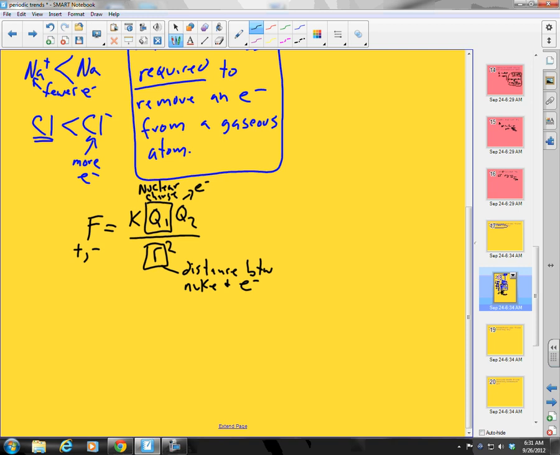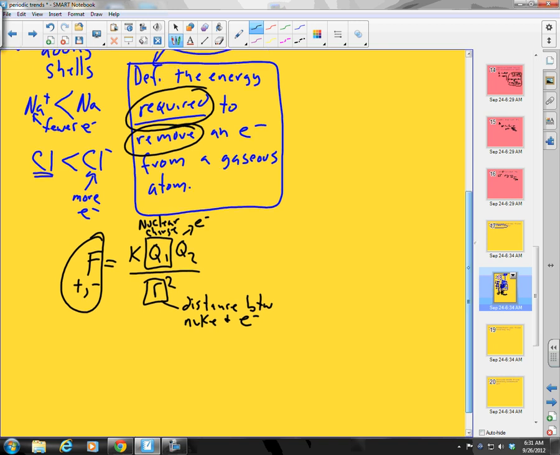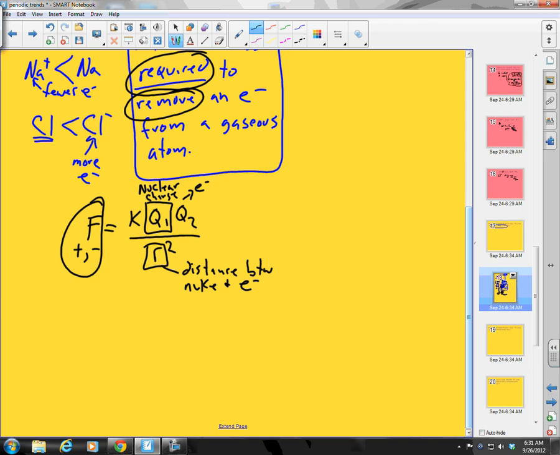Good. Now, why is this important to us? Well, we're talking about how easily one can remove an electron. What's holding the electron in place in the first place? This force of attraction is what's holding the electron in its space, essentially. So, the greater this force, the harder it is for me to remove the electron, so the higher my ionization energy. Let's think about what two things can affect this force.